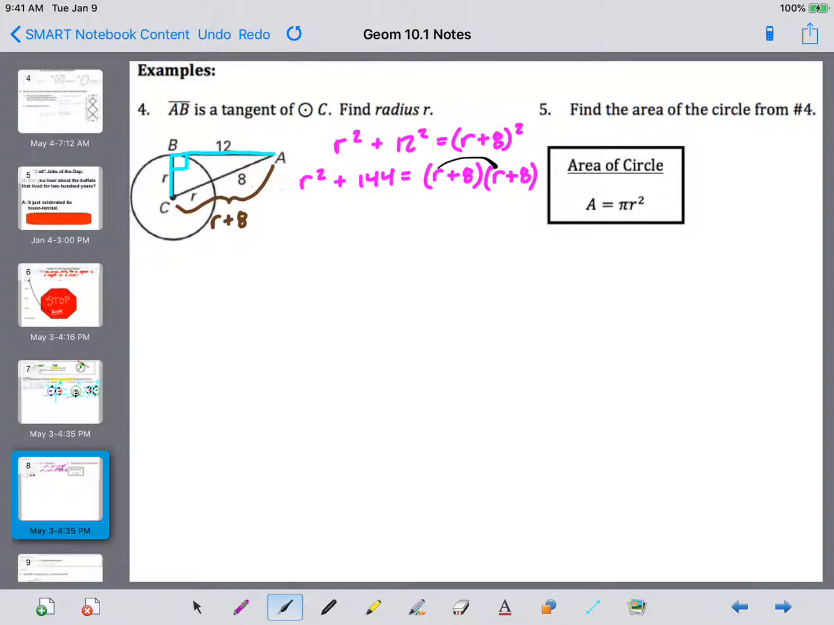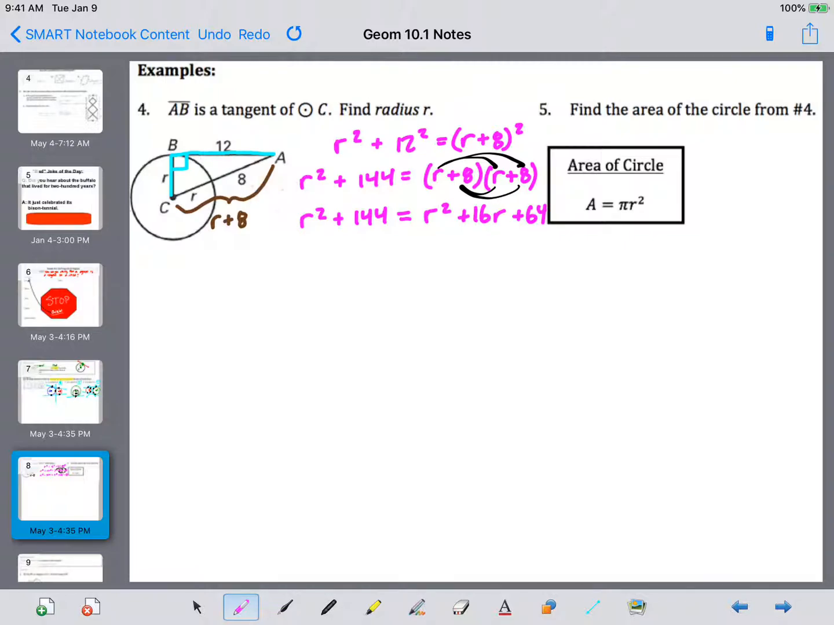So R times R gives us R squared. Then we have R times 8 and 8 times R, so we have 8R twice, which gives us 16R. And lastly, 8 times 8 gives us 64. So a little bit of foiling there. On the other side, we still have R squared plus 144. All right, so let's try to get all of the R's on one side and all the constants on the other.